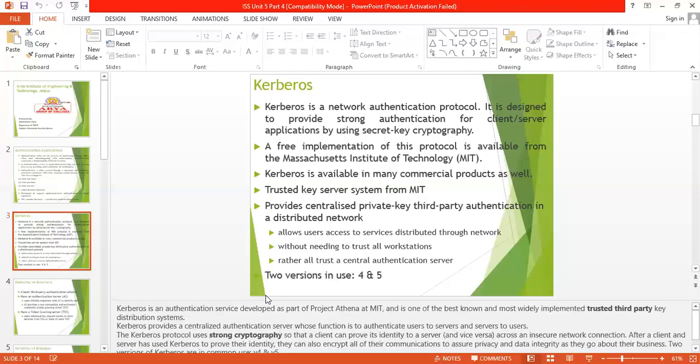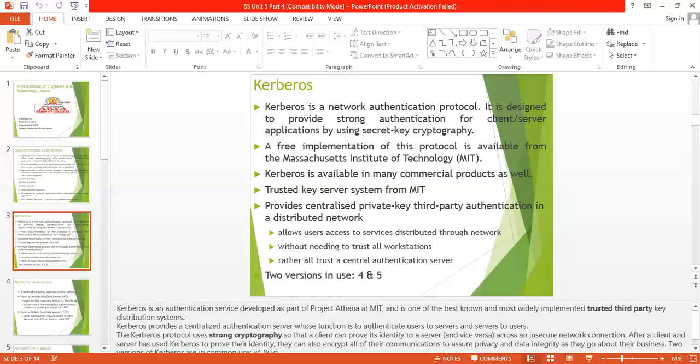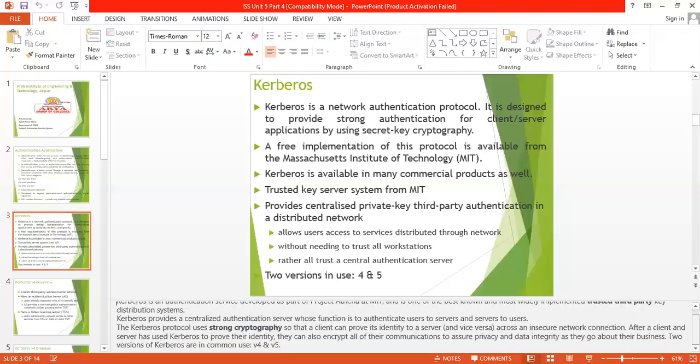The Kerberos protocol uses strong cryptography so that a client can prove its identity to a server across an insecure network connection. After the client and the server have used Kerberos to prove their identity, they can also encrypt all their communications to assure privacy and data integrity as they go about their business.